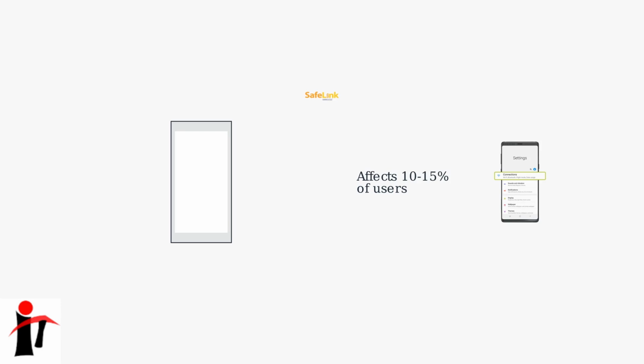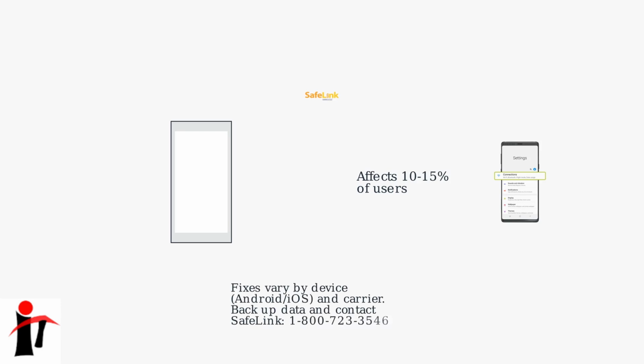which is the gateway for mobile data. Note that fixes can vary by device, Android, iOS, and carrier. Always back up data and consult SafeLink customer service, 1-800-723-3546 for personalized help. First, try manually selecting a network.